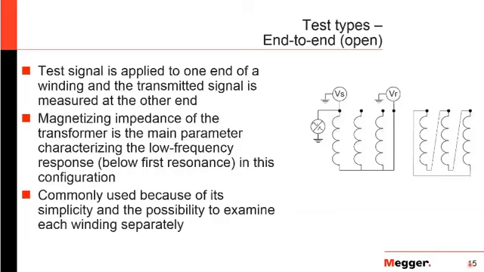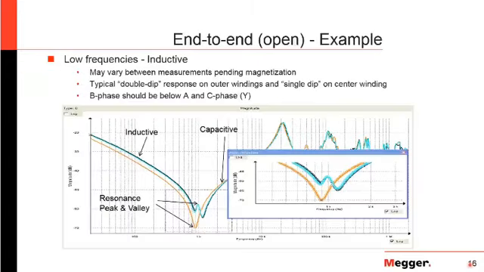The nice thing about this is the magnetizing impedance of the transformer is the main characterization at the low frequency. So you see information about the core, and then as it goes up, you're going to see some information about the winding as well. But it's a very simple test. Hook up on one side of the winding, and then hook up to the other to measure it, and then just get your response.